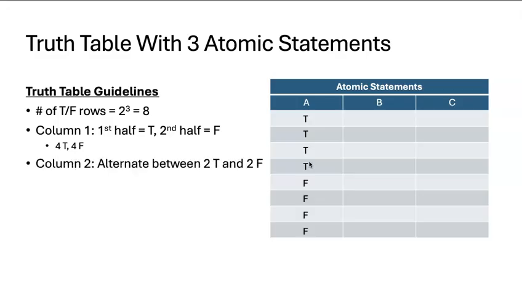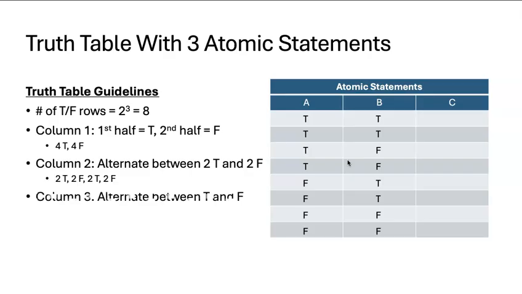For the second column, we alternate between 2 truths and 2 false. Right, so since we had 4 truths, 4 false, we go half of that. So 2 truths, 2 false, 2 truths, 2 false. Right, so that's the second column.